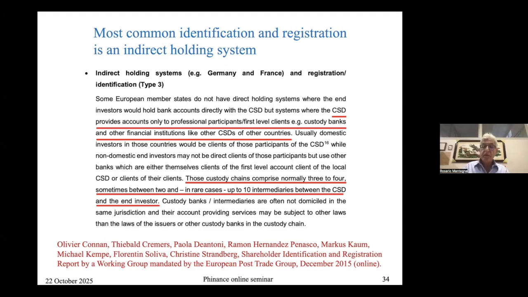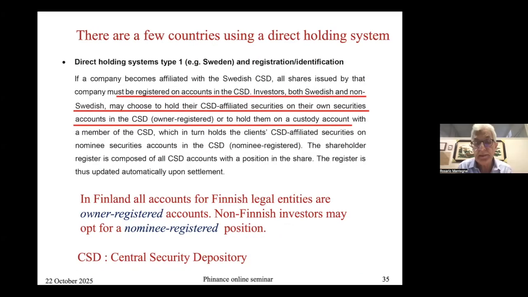So this means that it is extremely hard to monitor the behavior of single legal entities, but there is an exception, and the exception again is in the Nordic countries. In fact, Sweden and Finland have what is called a direct holding system.